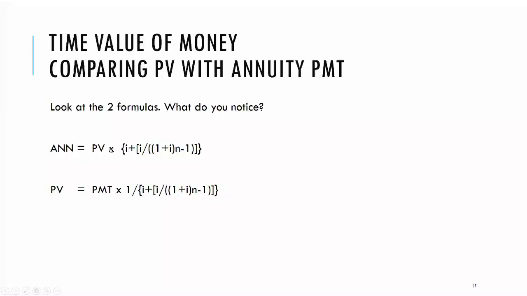And when you need to calculate the present value, you need to get this part to the other side. So this is multiplication here, and it should be divided when you turn it. So present value equals payment divided by this whole part. So you only need to remember one formula, then you can twist it around to get the other formula. Clear?